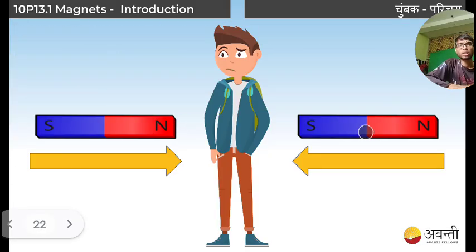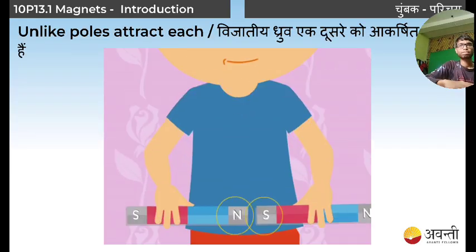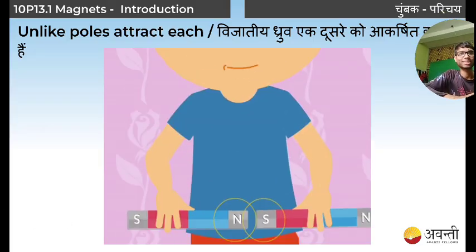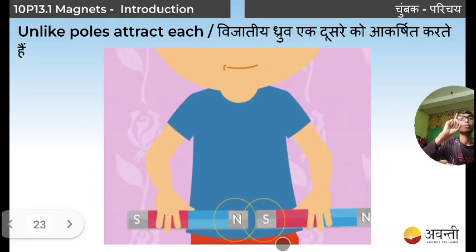Now, in this case, what will happen? Here we are observing this. In this we have north, and both are in front of each other. One is a north pole and the second is a south pole. In that case, both will be attracted. The reason is that there are different poles in front of each other. Here you can see both magnets are attracting each other because of unlike poles. That's all.